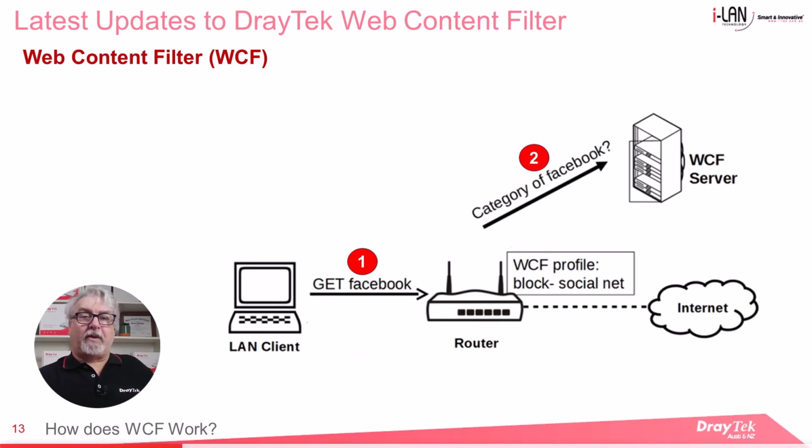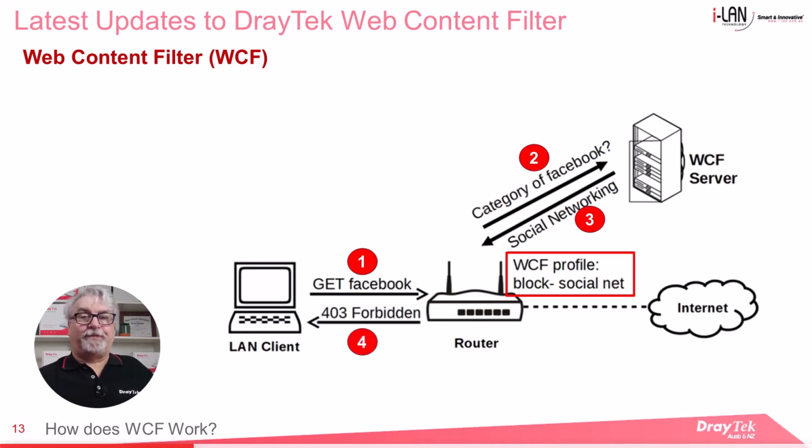If the website category matches a WCF setting profile in the router to either block or permit, it sends that information back to the router to apply it to the relevant firewall filters. In this case, we have a rule to block Facebook. That fell under the social networking category, so the router blocked the LAN client from it.